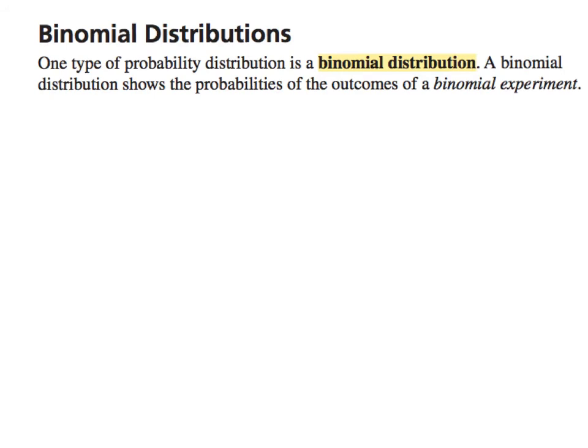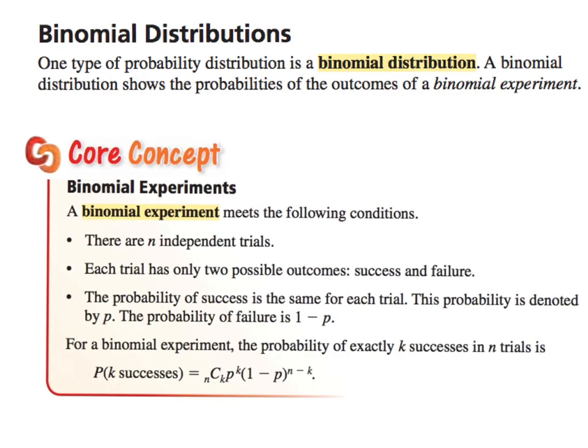Binomial distributions. One type of probability distribution is a binomial distribution. A binomial distribution shows the probabilities of the outcomes of a binomial experiment. So, a binomial experiment meets the following conditions. There are n independent trials. Each trial has only two possible outcomes, success and failure. The probability of a success is the same for each trial. The probability is denoted by P. So if P is the success, the probability of failure would be 1 minus P.